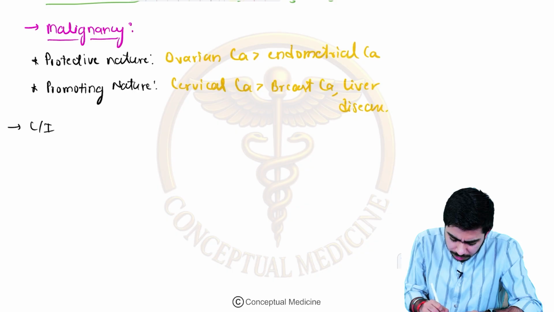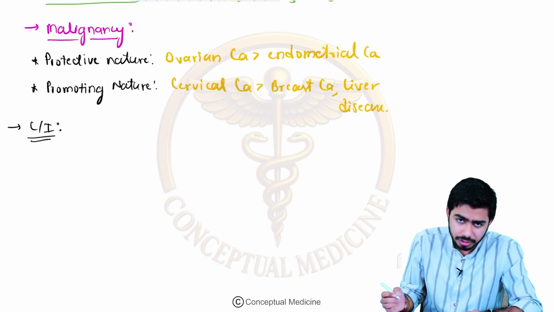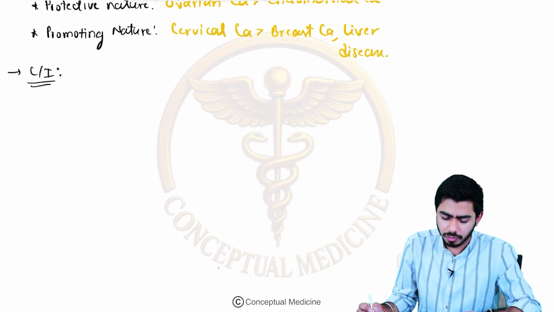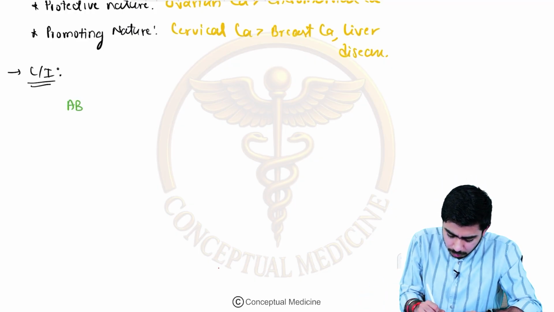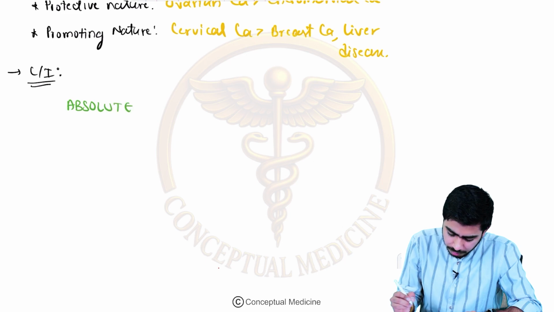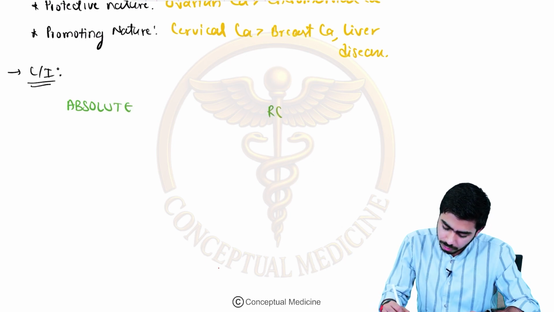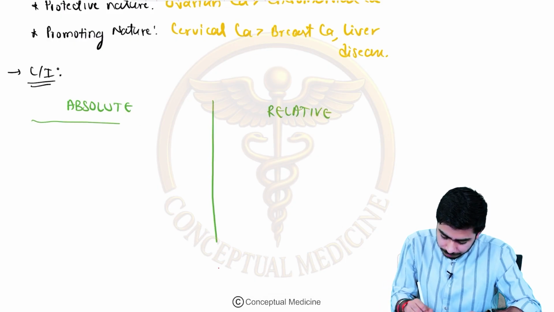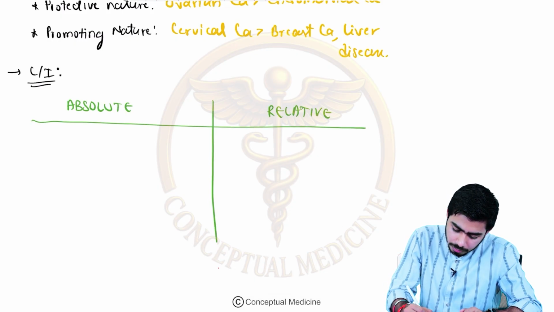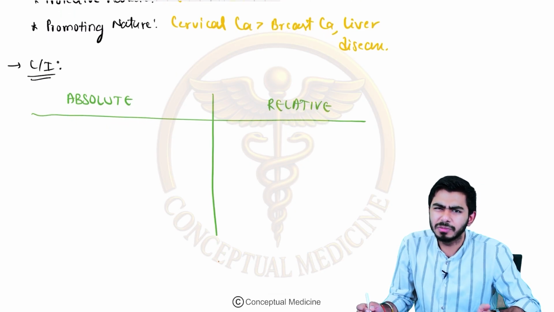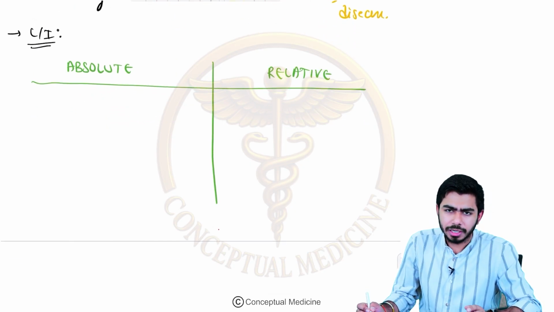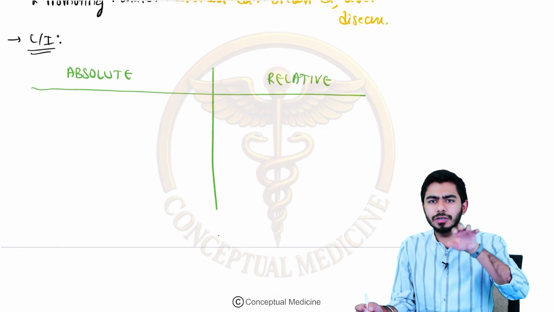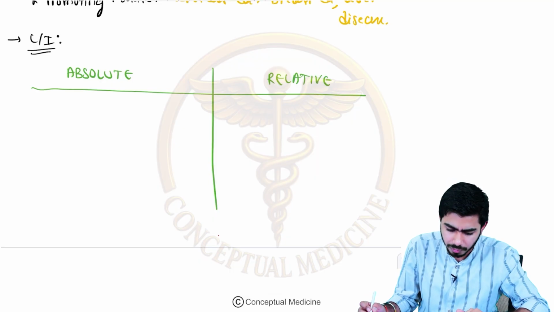So what could be the contraindications as far as OCPs are concerned? I'm just writing this sign; this is a contraindication. There could be two factors: one is the absolute contraindications, and the other is the relative contraindications. So let's talk about them. Once we have talked about side effects, we are pretty much clear in what kinds of cases or diseases we should not give these drugs.